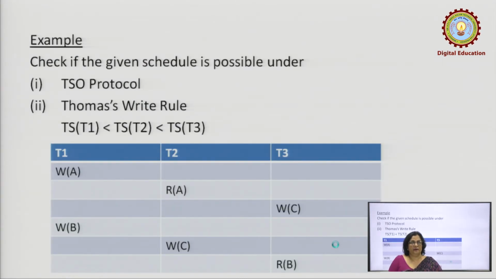Now, let us take this example where we will check if the schedule is possible under the TSO protocol and under the Thomas's write rule. The three transactions are T1, T2 and T3, with timestamp of T1 less than that of T2, less than that of T3.